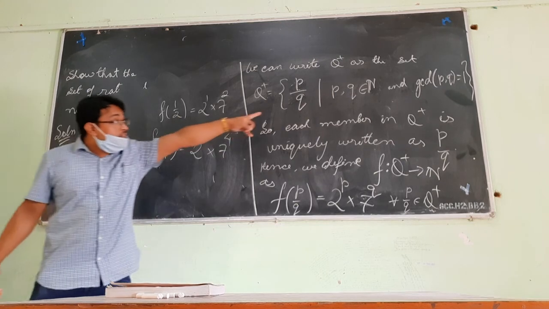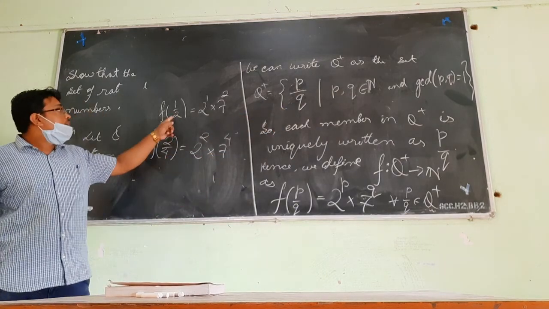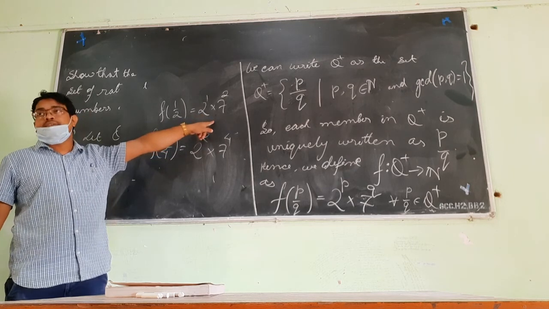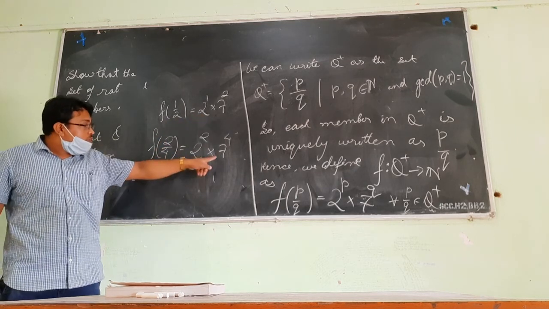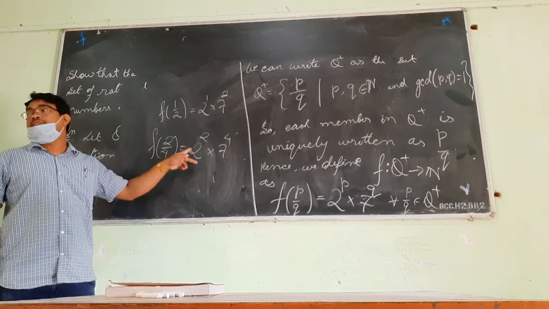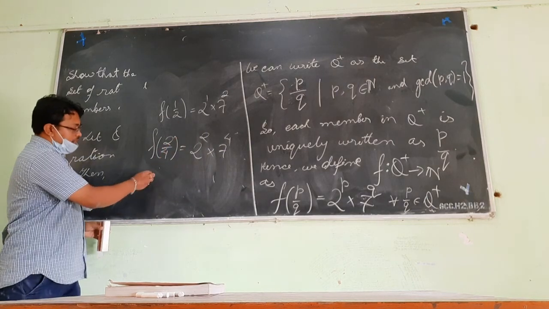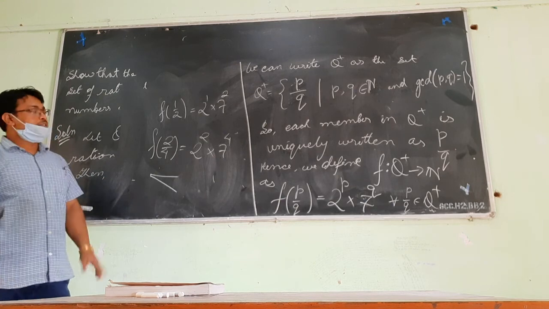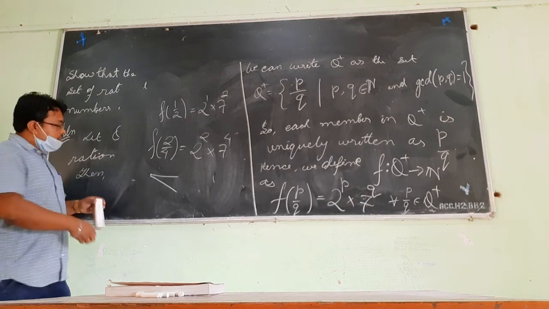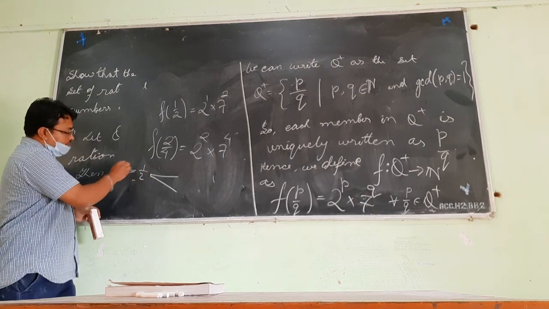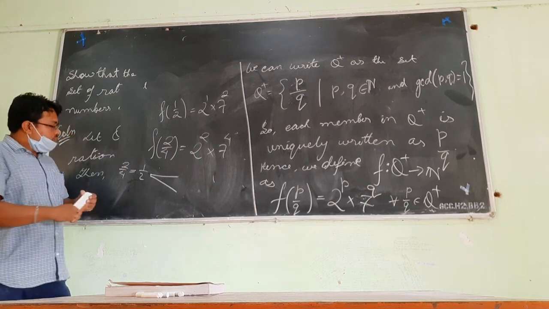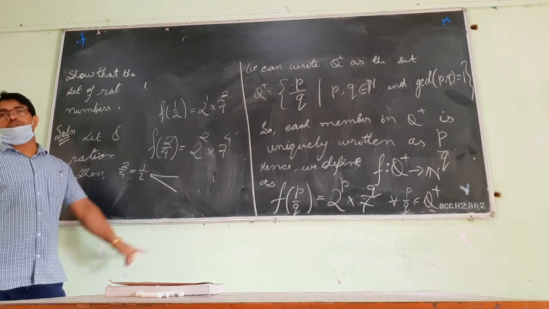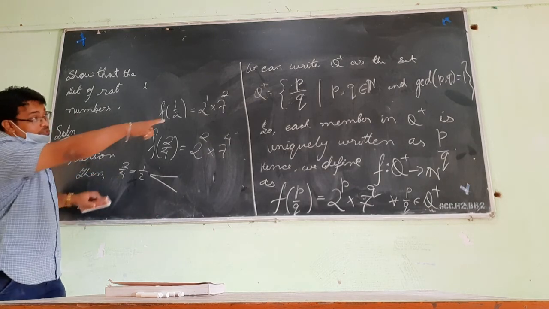If I do not give that condition, then the image of half will be 49 into 2, which is 98. The image of 2 by 4 will be 7 to the power 4 into 2 squared. That will be different. So one element will go to 2 different images, and that will not remain a function. Half and 2 by 4 are the same element, so the same element going to 2 different images is not allowed. That is why I have to give that restriction.